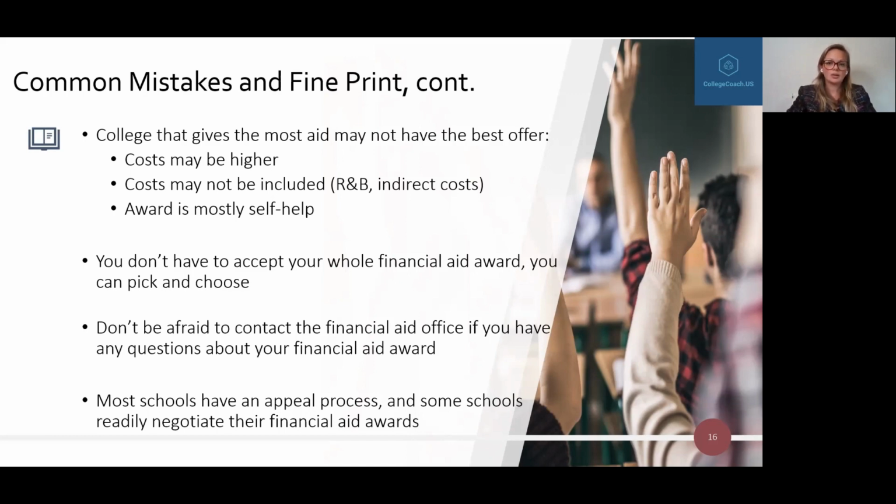And then the last point is that most schools do have appeal processes. They do negotiate financial aid. This is not something that's set in stone and that you look at and keep forever. Even if you accept this award today, later down the line, if something happens with your family's finances, somebody gets laid off, there's a divorce in the family, something that drastically affects your ability to pay, there's always an appeal process, whether it's now before you get into college or later down the line when the student is already in college.